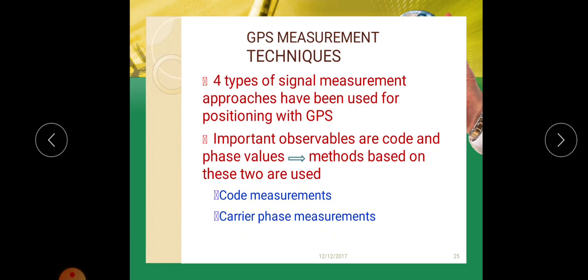Next, GPS measurement techniques. That is, 4 types of signal measurement approaches have been used for positioning with GPS, and the important observables are code and phase values. These two are the very important methods for calculating GPS measurements. They are code measurements and carrier phase measurements.